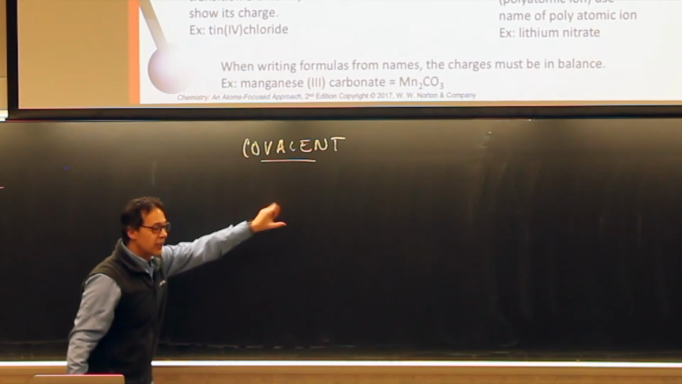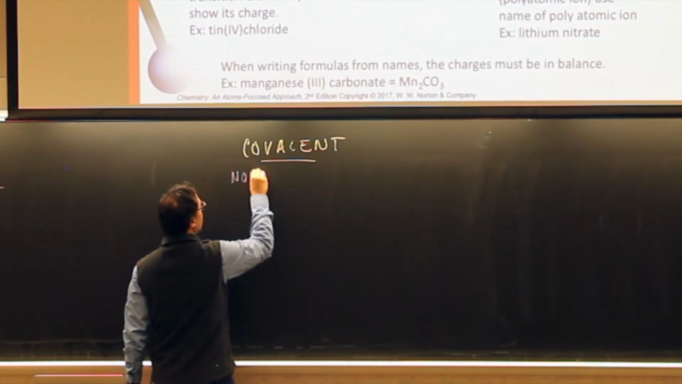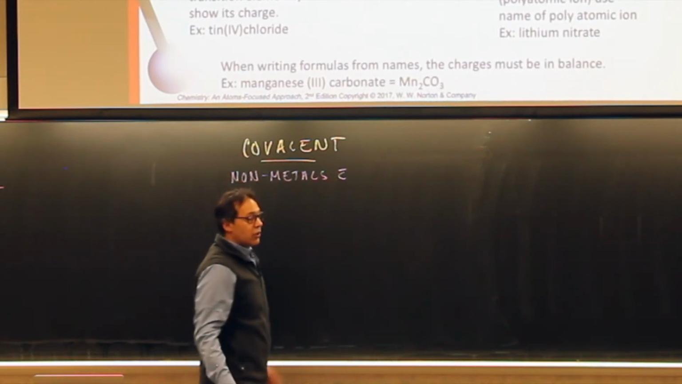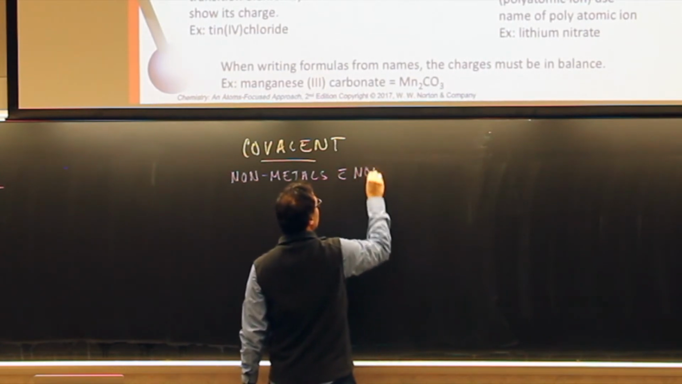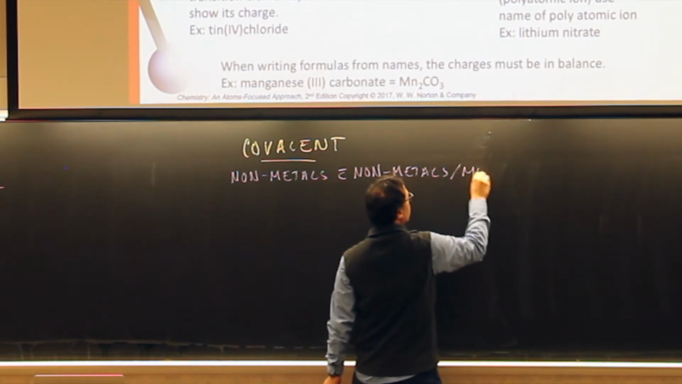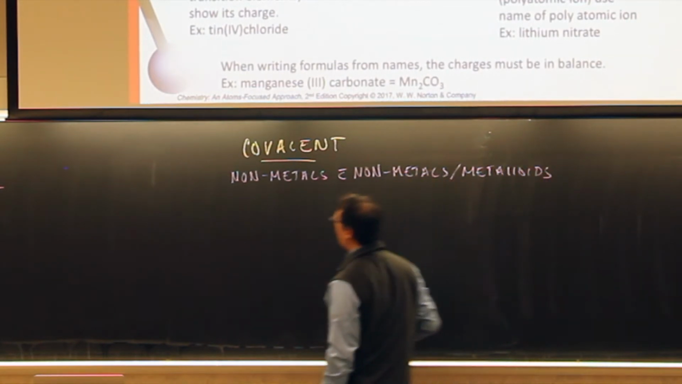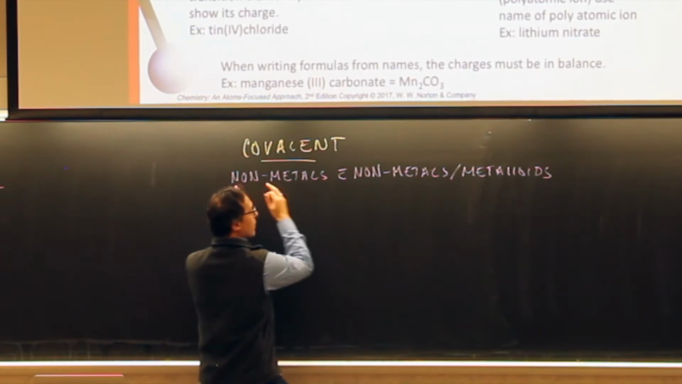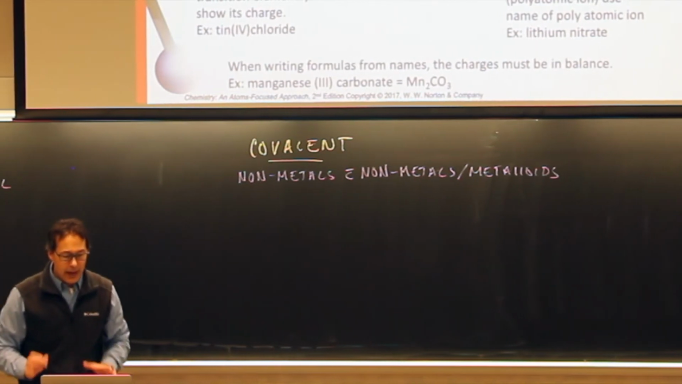Okay, and then our covalent compounds, this is going to be non-metals with, and it could be non-metals or it could be metalloids. So with non-metals, metalloids. Okay, so it's going to be non-metals with non-metals or non-metals with metalloids will be covalent. All right.